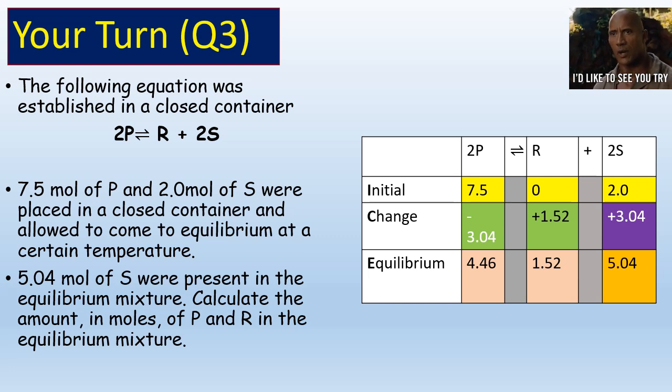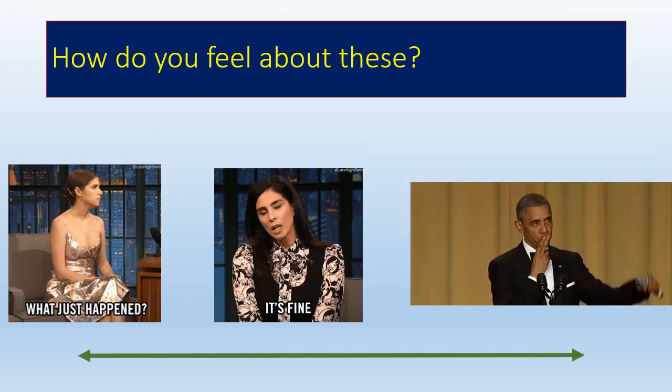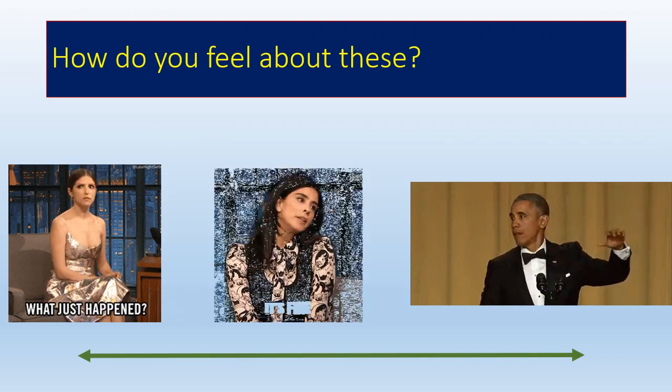And then we can work out 7.5 minus 3.04 gives us 4.46 moles of P at equilibrium. For R, 0 plus 1.52 gives us 1.52 moles at equilibrium also, and we were told what S was. So nice and straightforward.